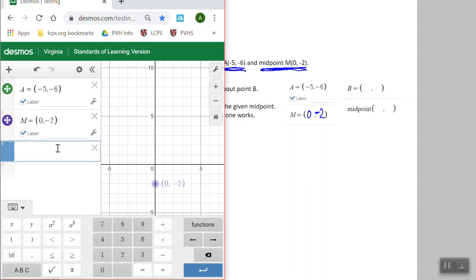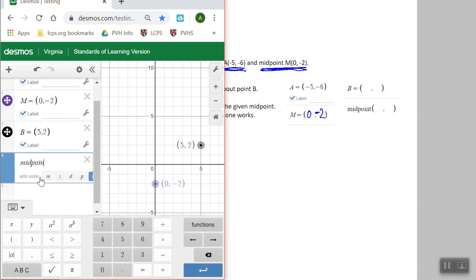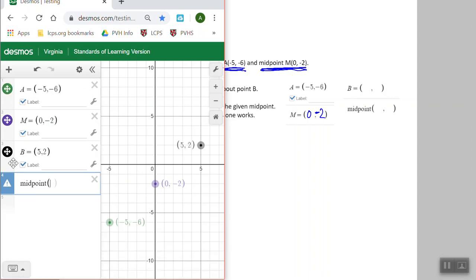So I'm going to try to type that. Capital B equals 5, 2. I'm going to click label so that I can see that point. Now I'm going to type midpoint to check that my guess was correct. I'm going to calculate the midpoint between the points A and B, the A that they gave me and the B that I guessed at. A, B, and then I'm going to click label.